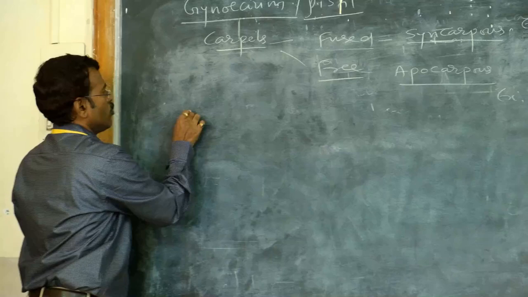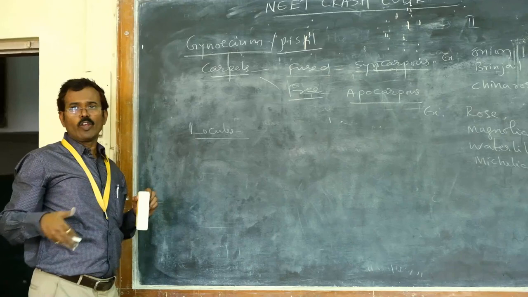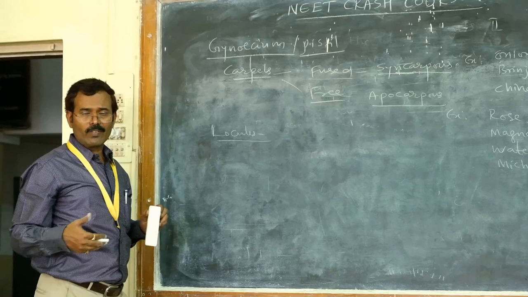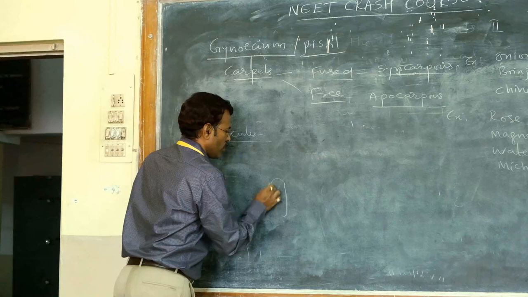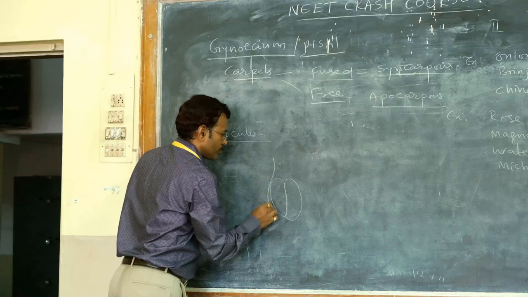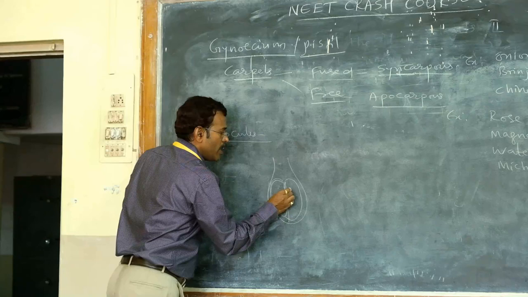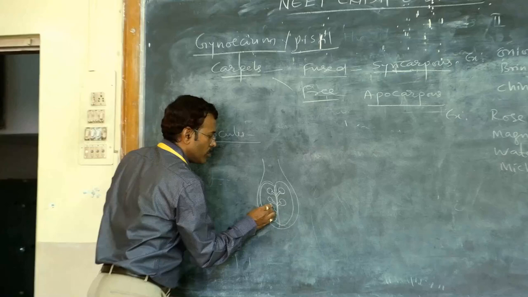The number of locules is also variable. The number of locules can be one, unilocular; two, bilocular; three, trilocular. If five locules are there, it is pentalocular. Inside the locule of the ovary, you have the arrangement of ovules in a specific pattern. This structure is called the placenta.